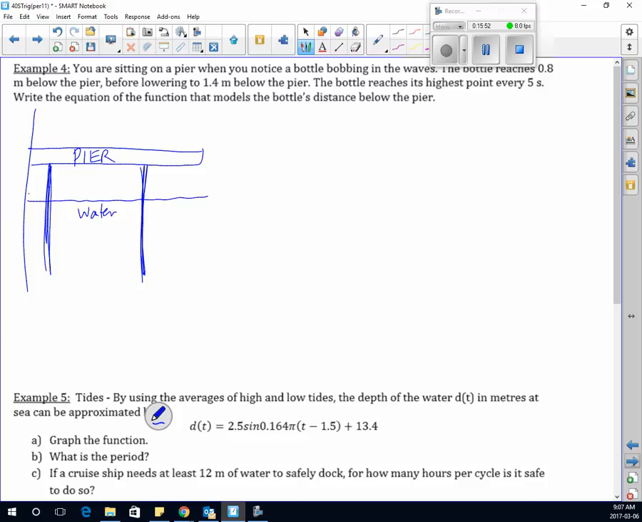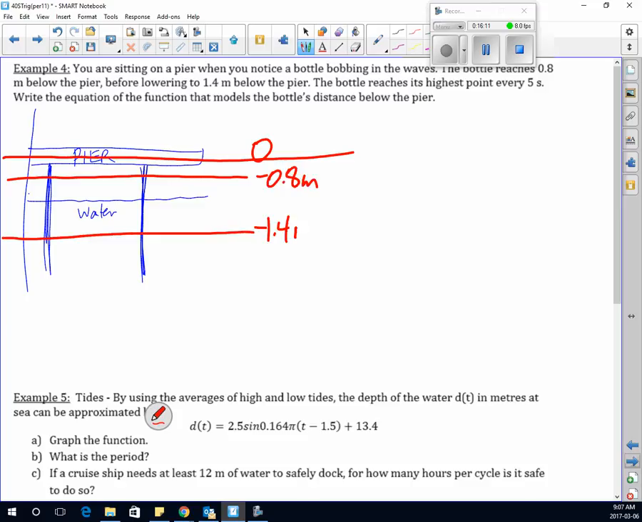Okay. So it's saying the bottle reaches, so I guess what we're trying to say is this is level 0, right? And it's saying it's going to negative 0.8 meters and it's going as low as negative 1.4 meters. Does everybody see that? Because the water in the middle is below the pier, right? Do you see why it's negative? So here, now we can see how this is happening.